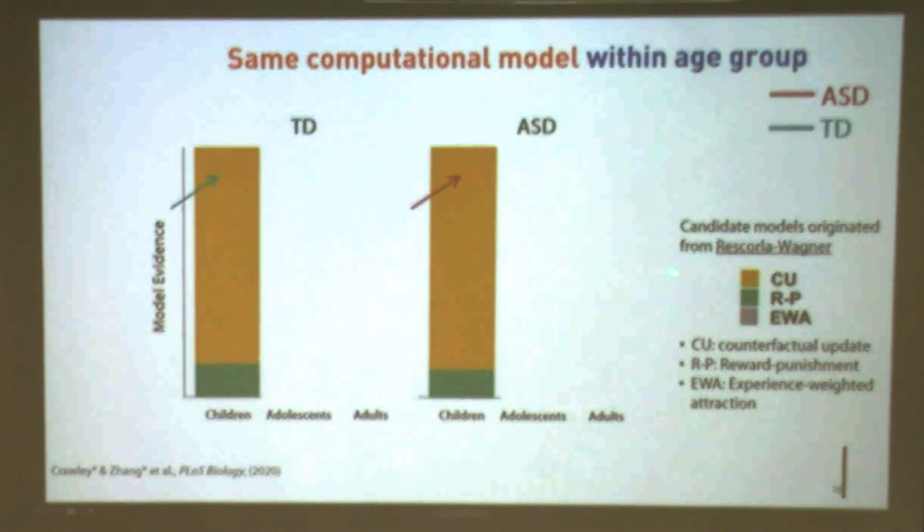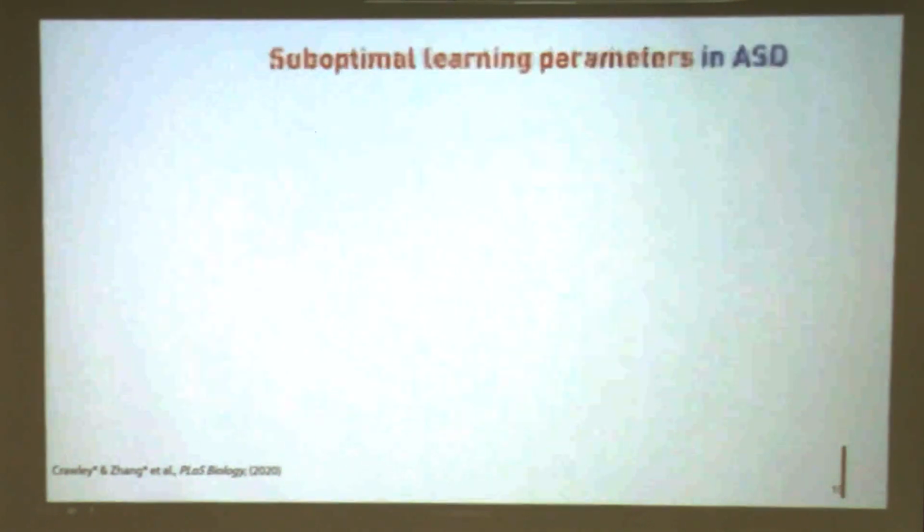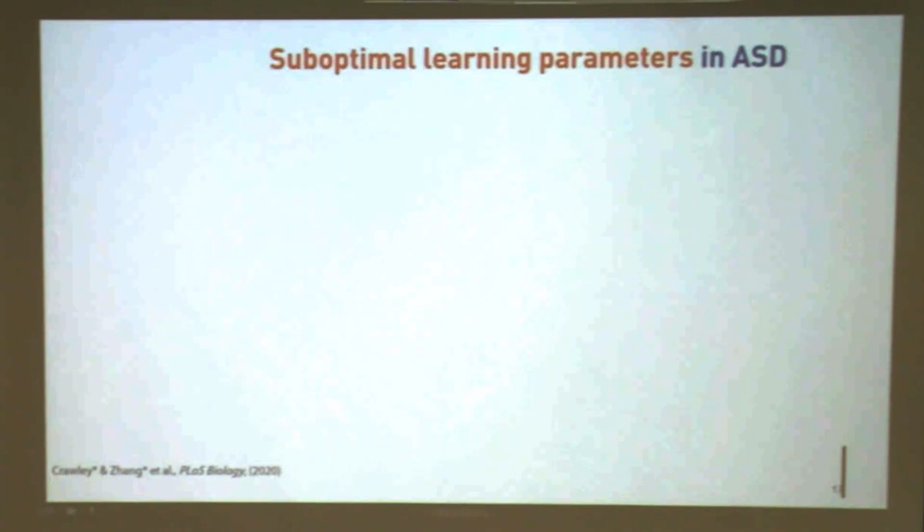In TD children, this model is the best. If the model is the same, but also recall previously I told you the performance of the ASD individual is worse, right? If the model is the same, we could say, well, maybe the cognitive mechanism is the same, but what is the difference that explains the behavioral difference? So behaviorally, they perform a little bit worse. Why, right? So then we wanted to look at the learning parameter, the learning rate.